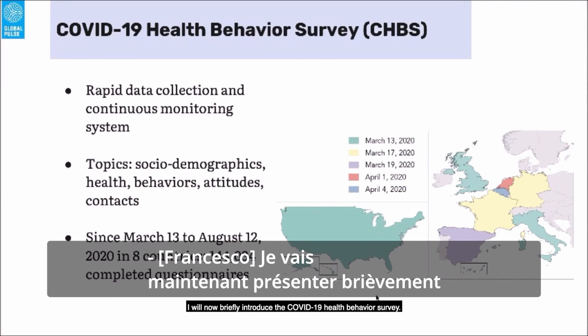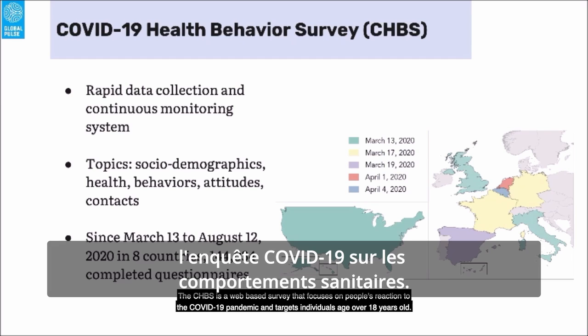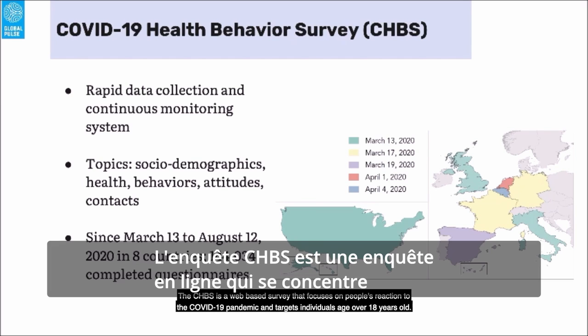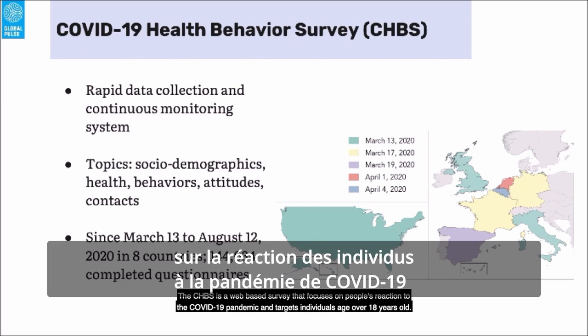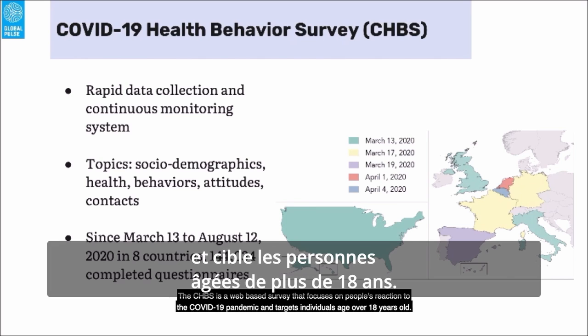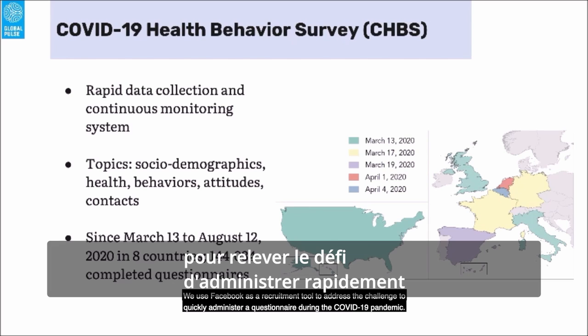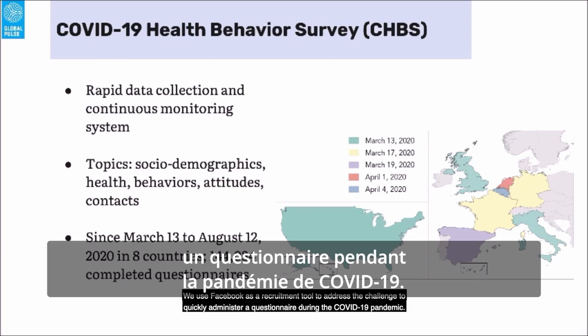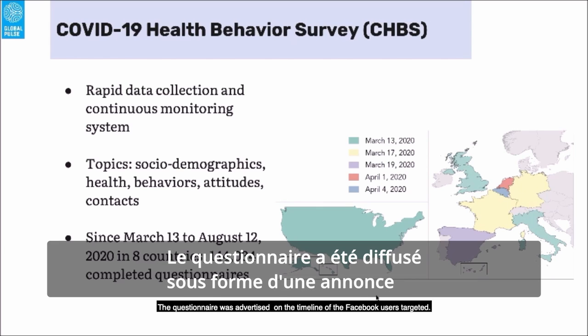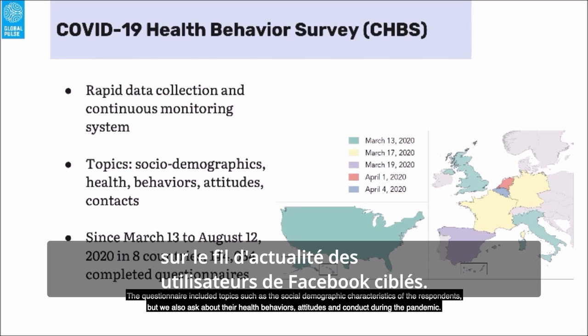I will now briefly introduce the COVID-19 Health Behavior Survey. The CHBS is a web-based survey that focuses on people's reaction to the COVID-19 pandemic and targets individuals aged over 18 years old. We use Facebook as a recruitment tool to address the challenge to quickly administer a questionnaire during the COVID-19 pandemic. The questionnaire was advertised as an ad on the timeline of the Facebook users targeted.